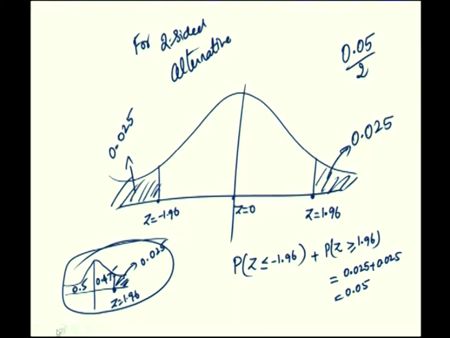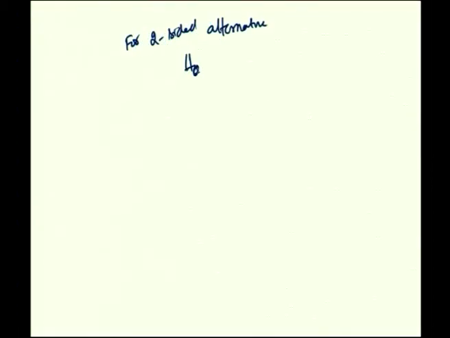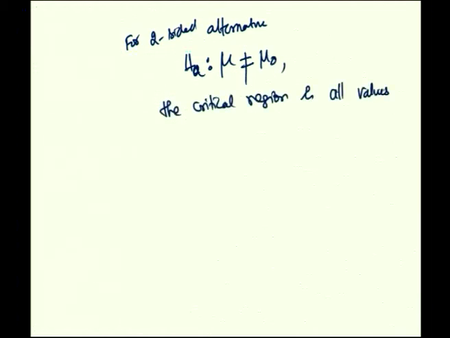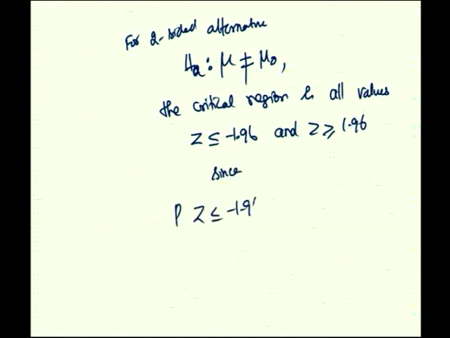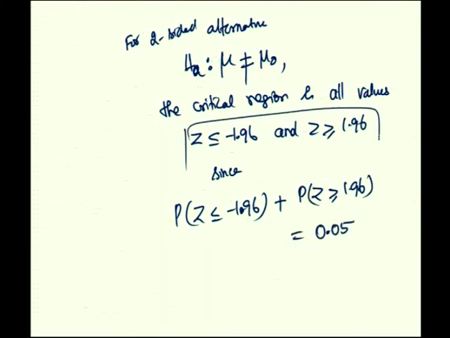For two-sided alternative, we write the critical region: for HA, mu not equal to mu naught, the critical region is all values z less than or equal to minus 1.96 and z greater than or equal to 1.96. Since you are having P of z less than or equal to minus 1.96 plus P of z greater than or equal to 1.96 is equal to 0.05. So, this is the critical region corresponding to the two-sided alternative.